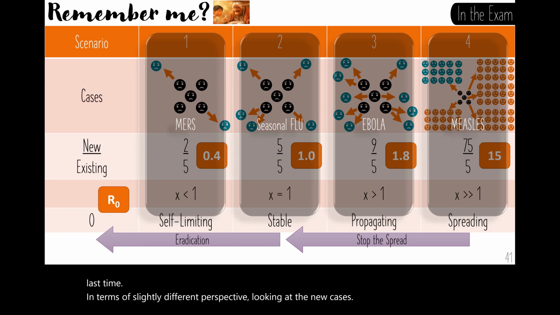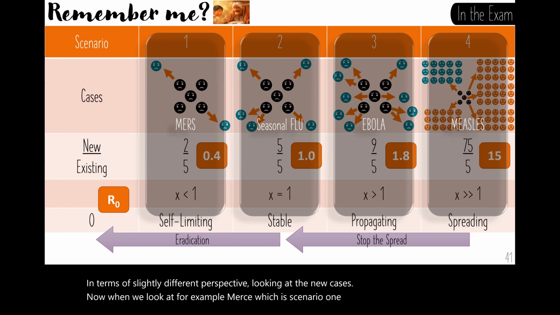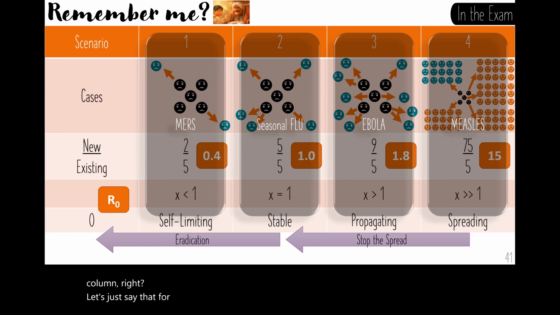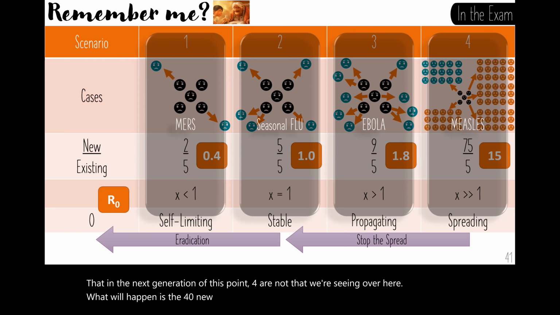Now, when we look at, for example, MERS, which is scenario 1 in the column, right? Let's just say that 100 people start being infected, and after one round of infection, one round of spread, those 100 people generate 40 new cases, okay? So that would mean that in the next generation of this 0.4 R naught that we're seeing, the 40 new cases, since they can only generate 40%, will produce 16 new cases in the next generation. And then about 5 cases in the next generation, and about 2 in the next generation, and so on and so forth.